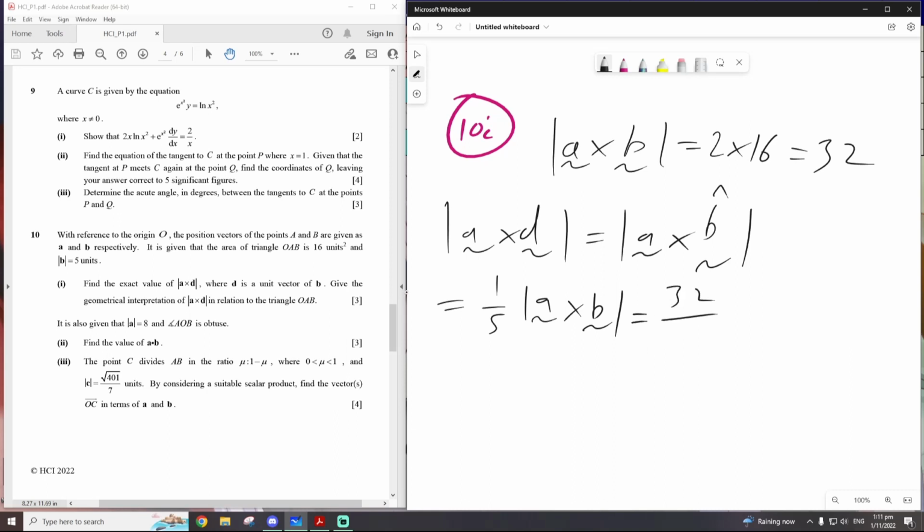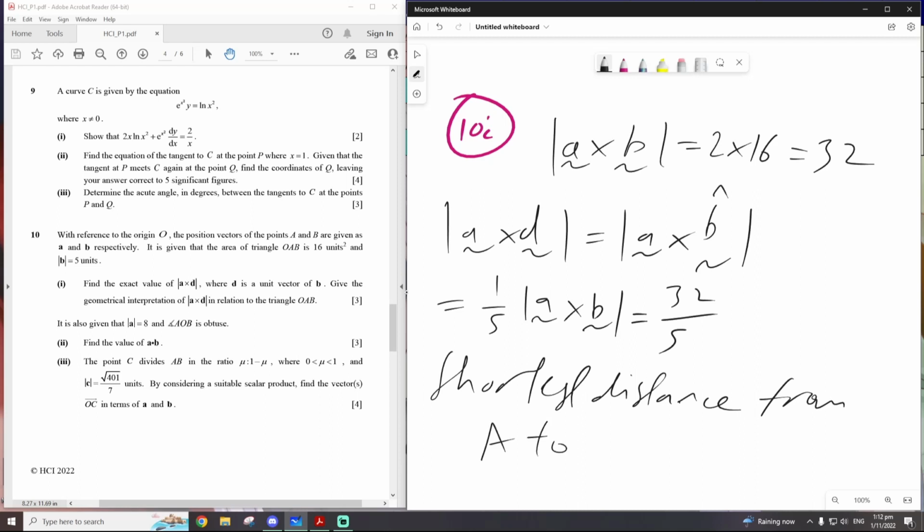And what is the geometrical interpretation? What is it whenever you have A cross B cap? It's the shortest distance, right? So it is the shortest distance from A to OB. Or you can also say perpendicular height of the triangle OAB with respect to the base OB. Also can. Okay?